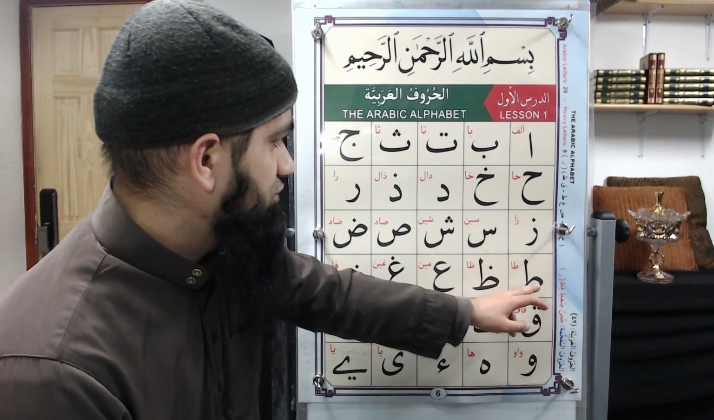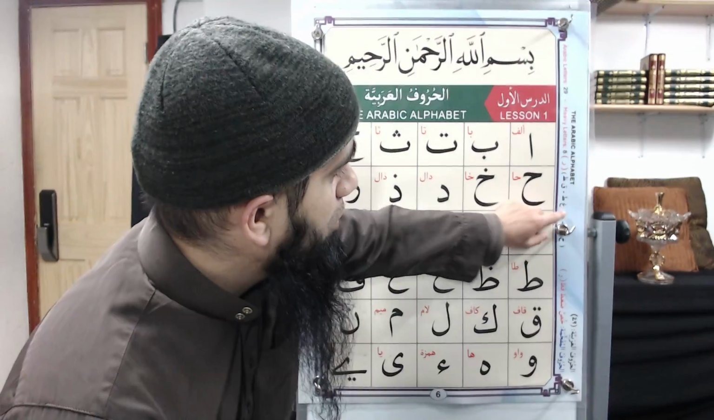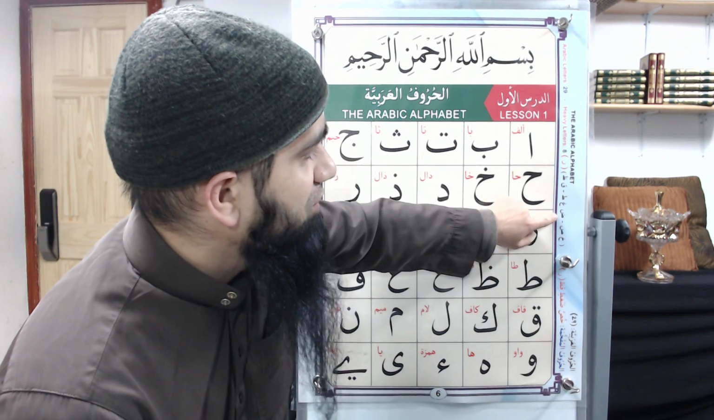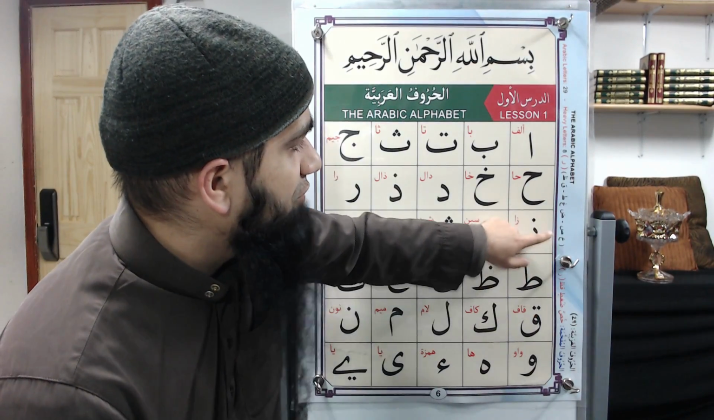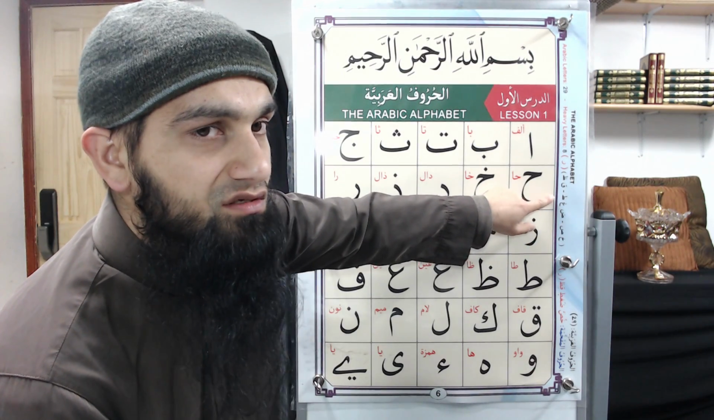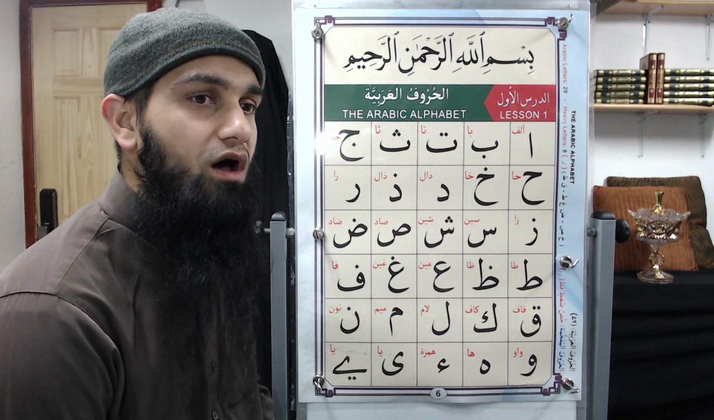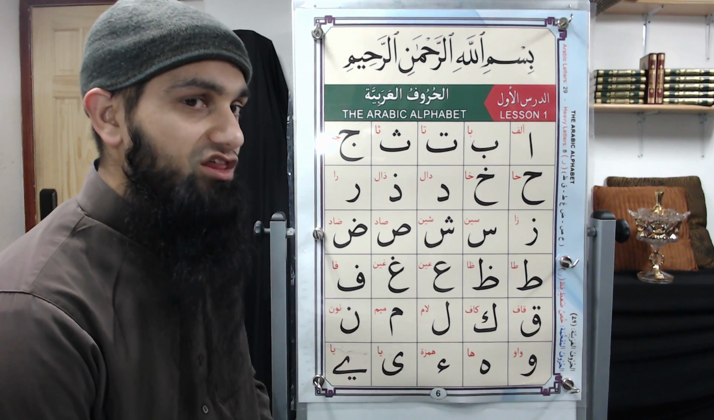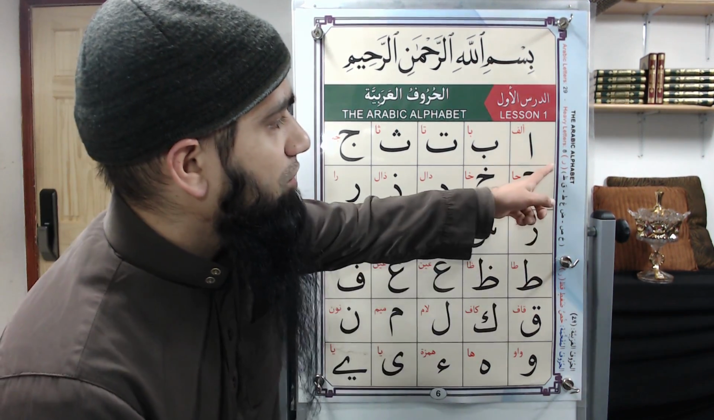Today we'll move on to next letters. These 2 letters are also heavy letters. If you see kha, sad, dad, ghain, ta, qaf, dha. So ta and dha are from khussa, dhghat, qidh. That's how you are supposed to memorize these heavy letters. Khussa, dhghat, qidh. And ra of course is special.